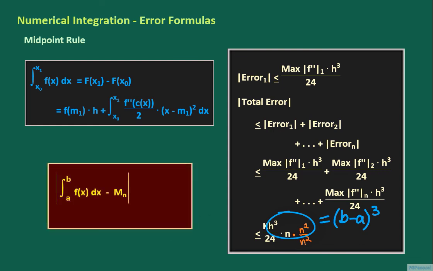And so the absolute value of the total error, that is the absolute value of the integral of f over the interval from a to b, minus capital M sub n, where capital M sub n is equal to the midpoint rule estimate using n uniform subintervals, is less than or equal to capital K times the cube of b minus a all over 24 times n squared.